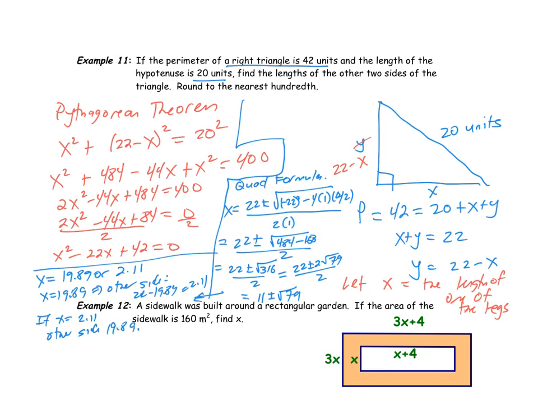So in conclusion, I guess I'll write that up here at the top. I'm going to write my conclusion here. Sorry, I'm running out of room. The lengths of the legs are 19.89 and 2.11 units. We weren't given a unit, so we're just going to say units.